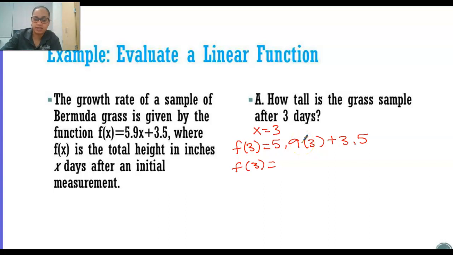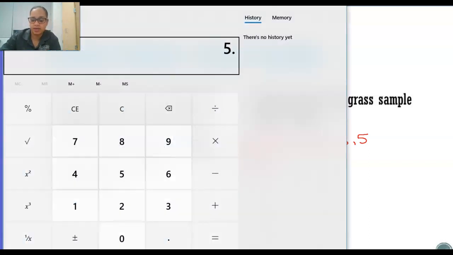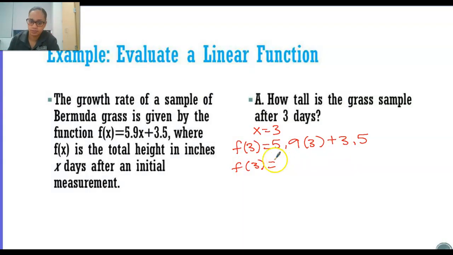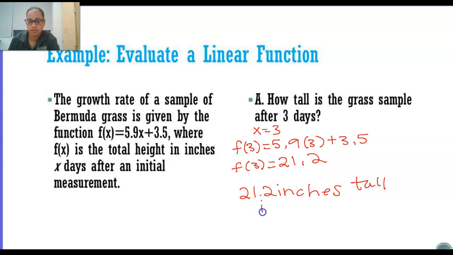And this is simple calculation. I'm going to pull up my calculator here. 5.9 times 3 plus 3.5 is 21.2. Think about what that means in context of the word problem. It means after 3 days, the grass is 21.2 inches tall.